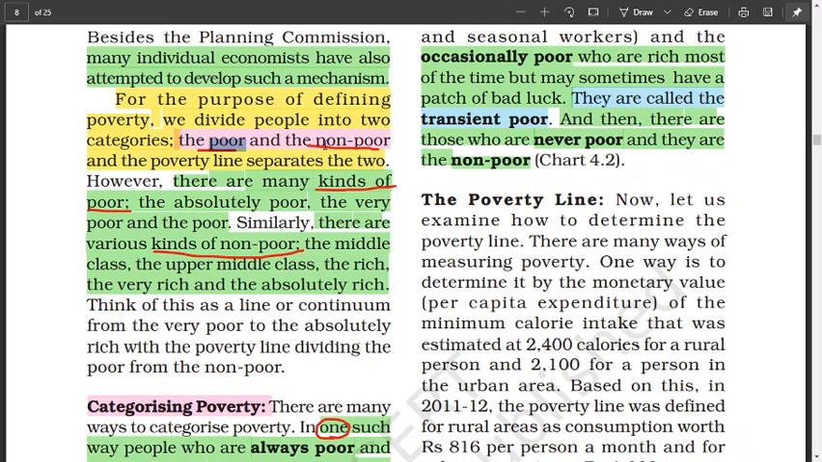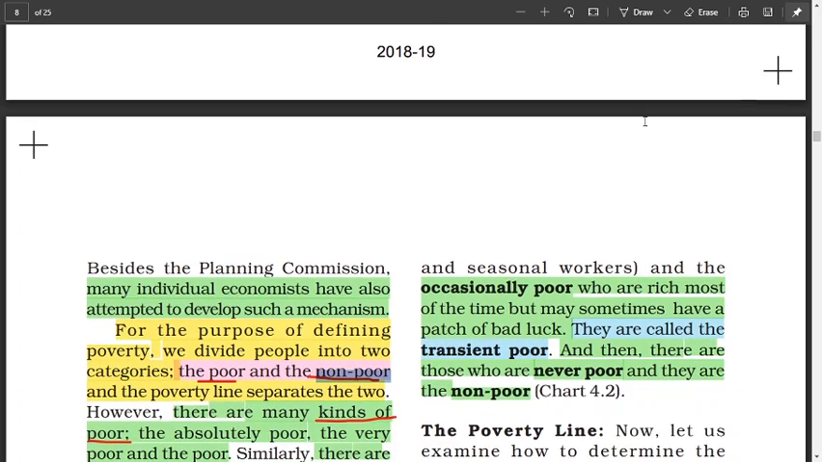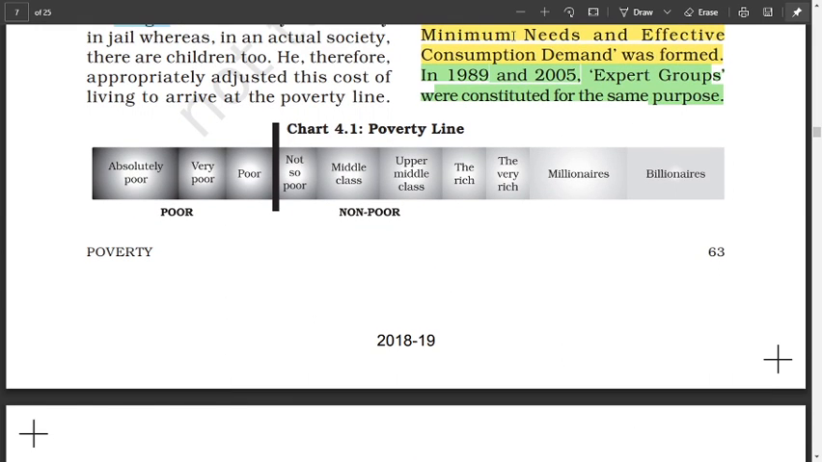And if you look at the non-poor, the second category, you have the middle class, the upper middle class, the rich, the very rich, and the absolutely rich. So that's the way we classify the people according to their situations. So this is what we are talking about in that paragraph.